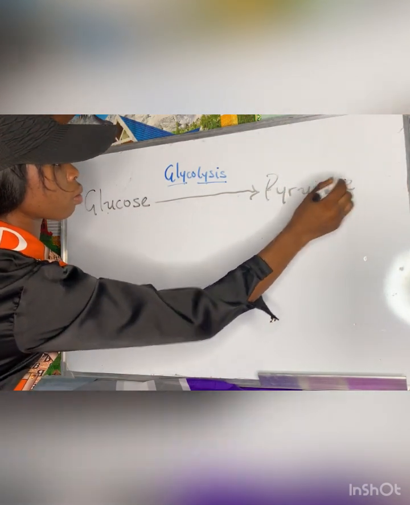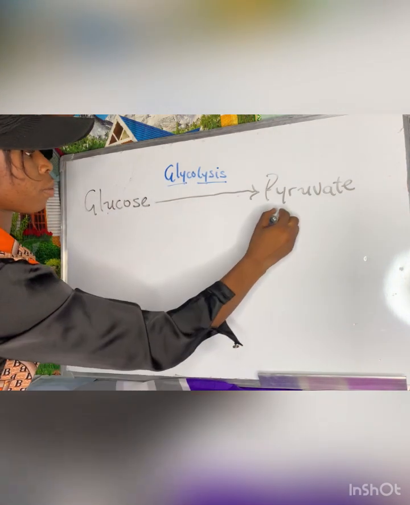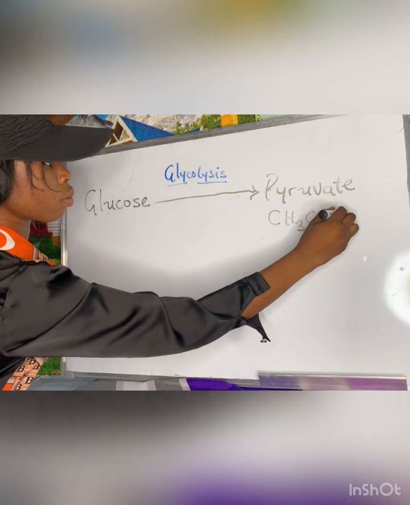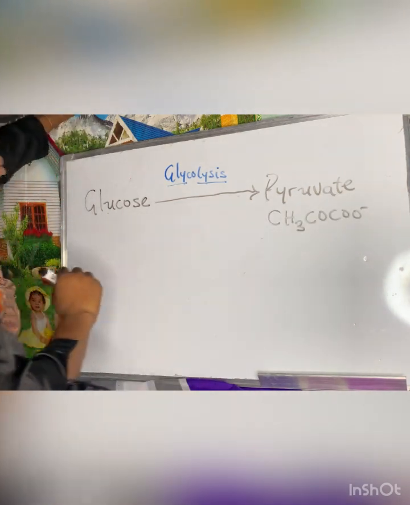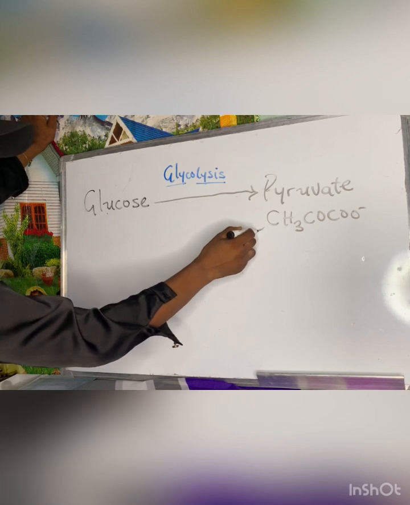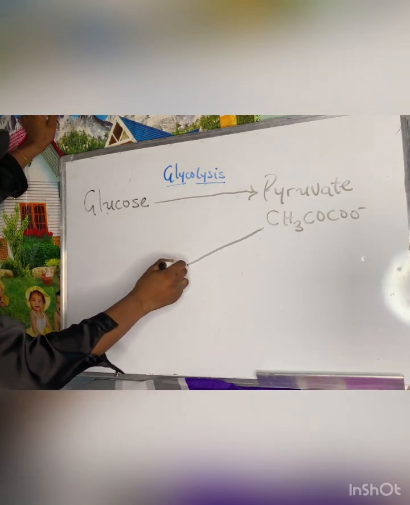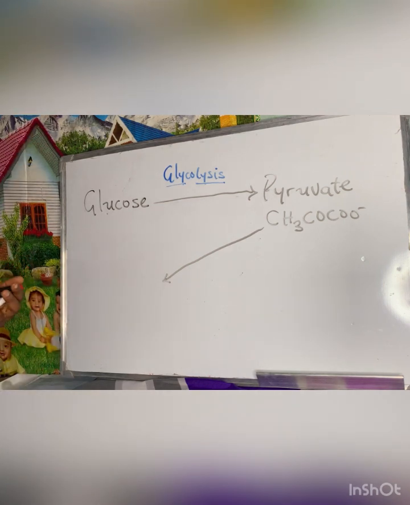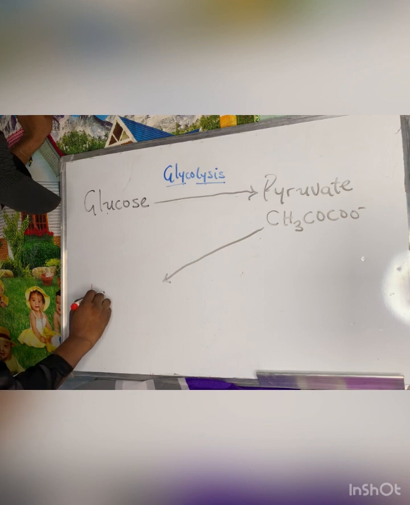So this glycolysis ends up giving us pyruvate, using glucose as a substrate, and this is the chemical formula for pyruvate. Now after glycolysis producing pyruvate, what then happens to this pyruvate? That's when fermentation comes in.